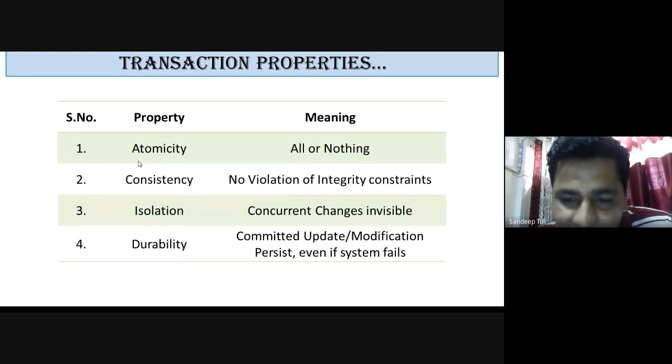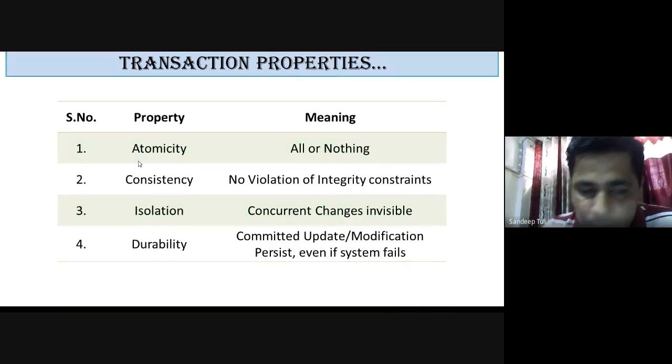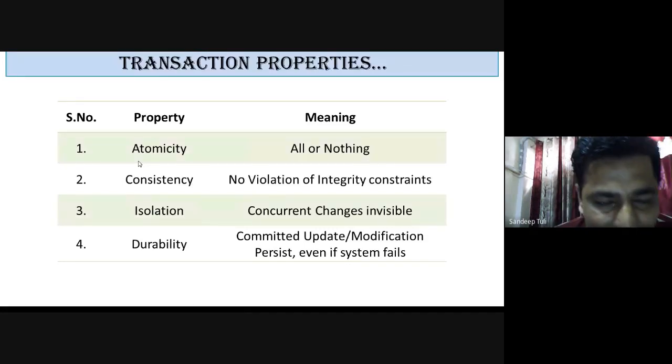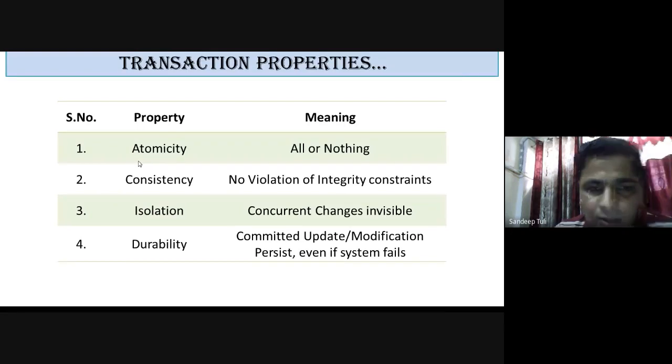Finally, durability means committed updates or modifications must persist even if the system fails. That's it. So these are the 4 properties, known as the ACID properties: atomicity, consistency, isolation and durability. Is it okay for all now?